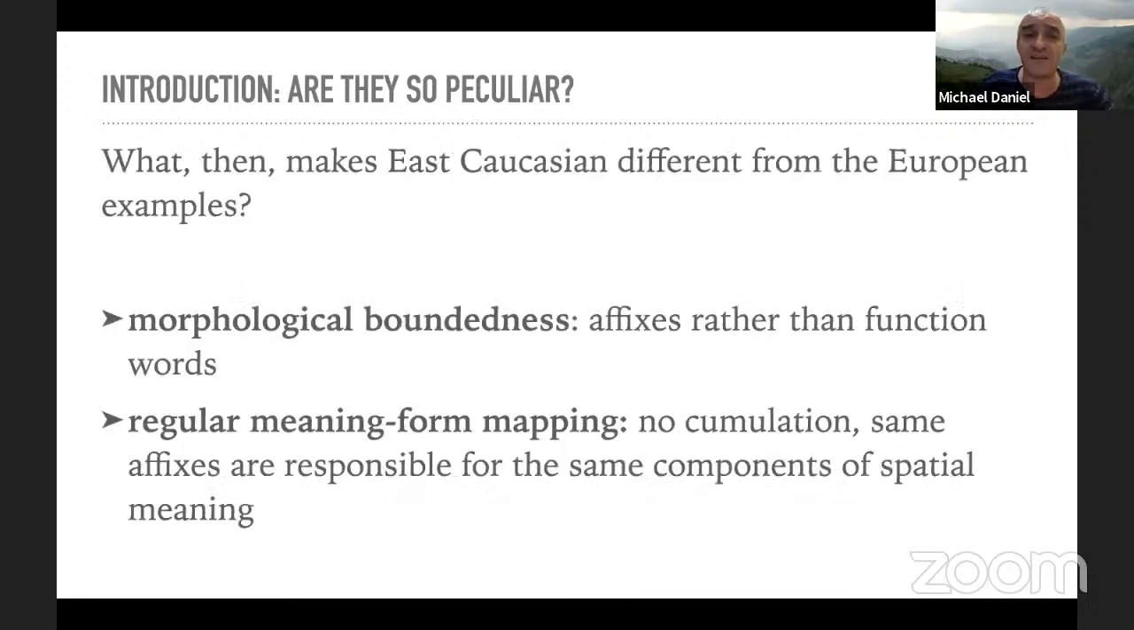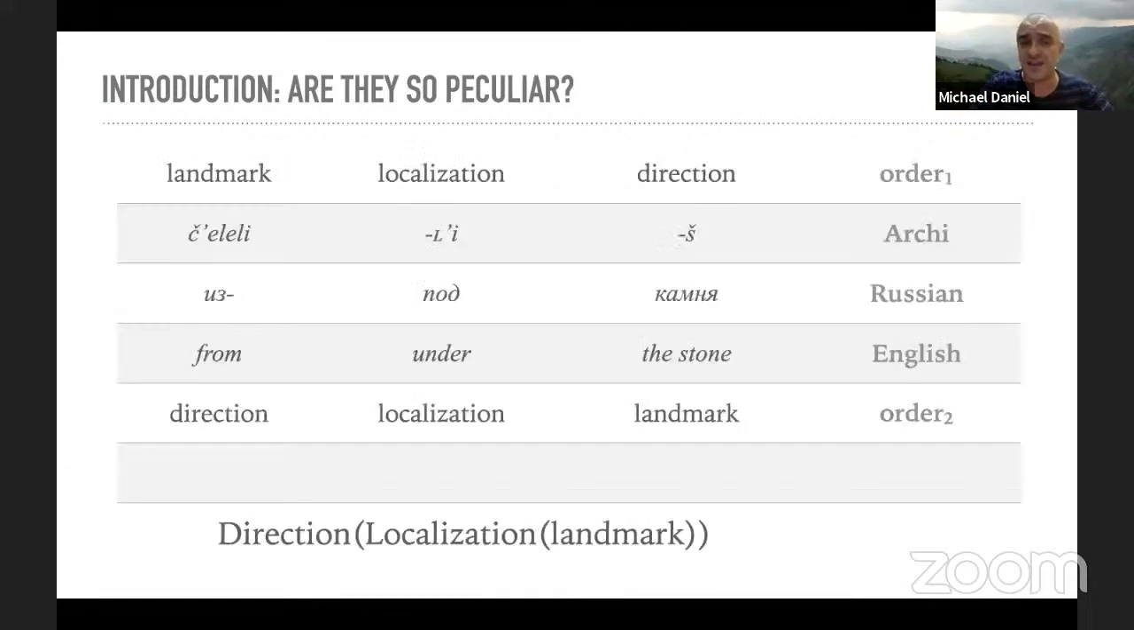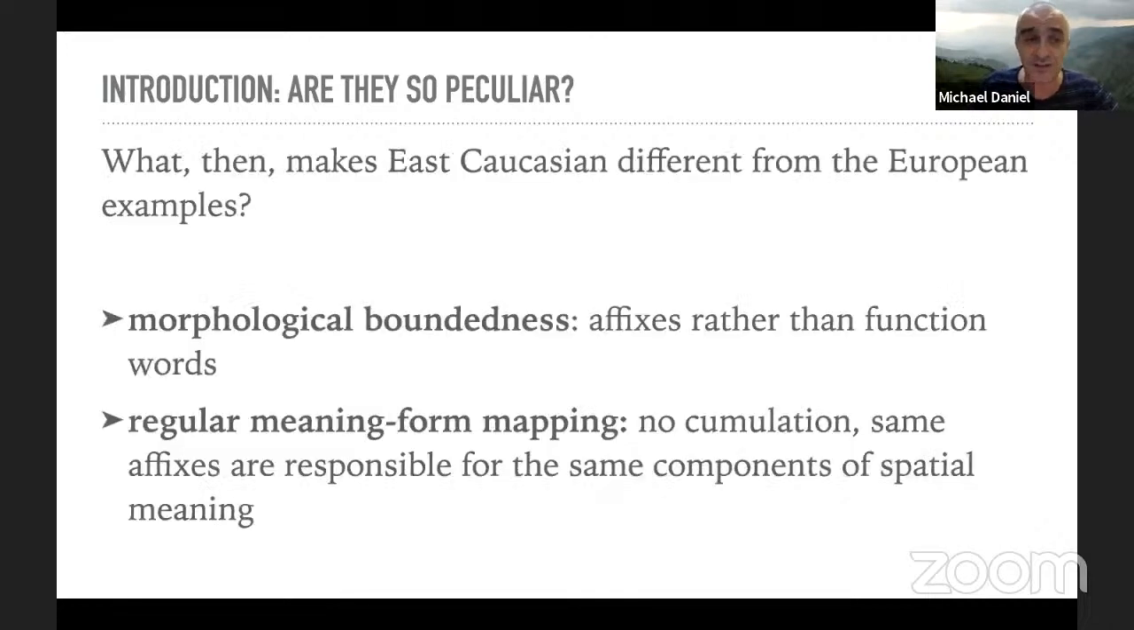What then makes East Caucasian different from the European examples? Are European languages so much different from East Caucasian? You also have this, in this example here, you see also the templatic reflection of the East Caucasian template in the separation of the direction and localization meanings into two slots in both English and Russian. So what is different? First, it's morphological boundedness.